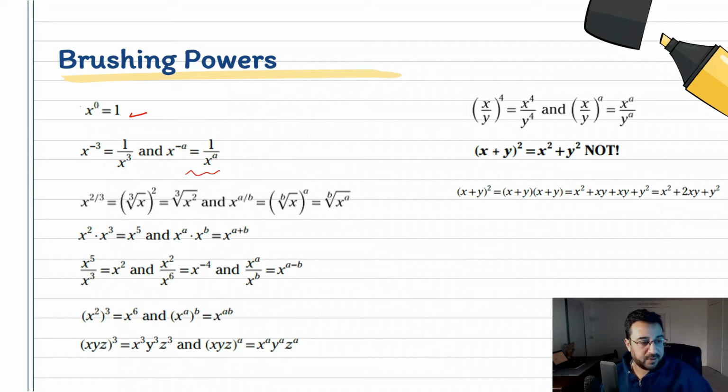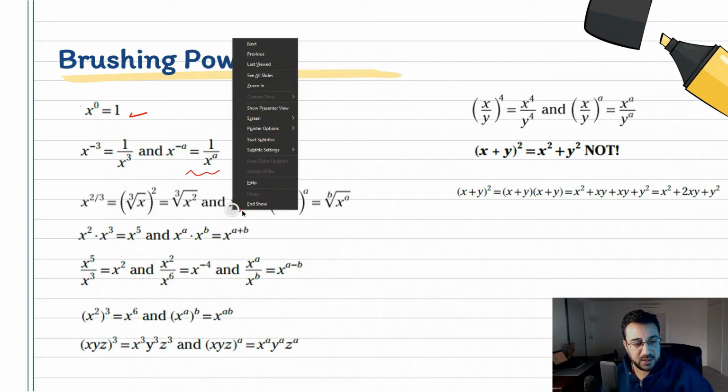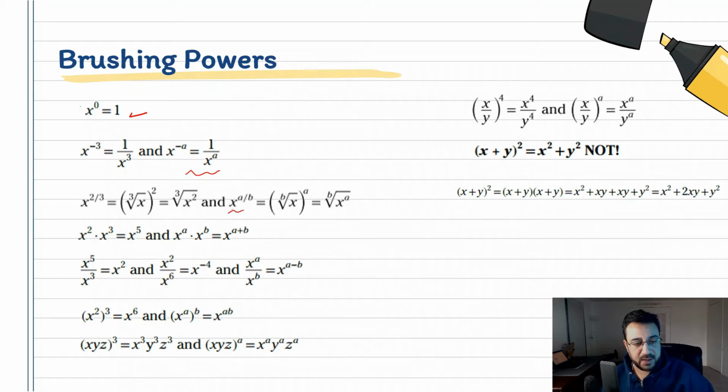If you have x to the power of 2 over 3, that means the cubic root of x squared. That's what it is. And you can imagine it in a different way, x to the power of 1 over 3 multiplied by 2, that's x to the power of 2 over 3. So here we can see the equation, x to the power of a over b equals the b root of x to the power of a. You can represent it in a different way.